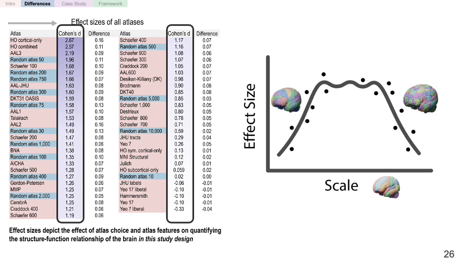And generally, the trend that we did see was that at very gross parcellation sizes or very, very small parcellation sizes, we tended to see no differences or small effect sizes to test our hypotheses. And other atlases with very different structural parcellation protocols, such as the Hammersmith atlas, gave us outliers at certain parcellation scales.